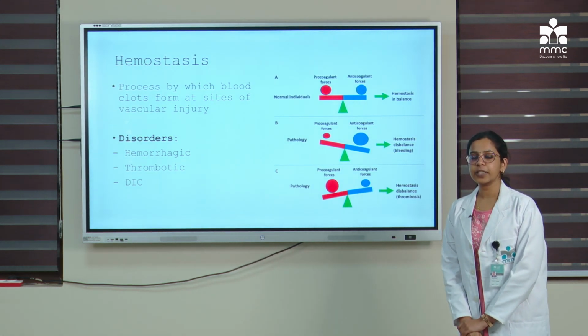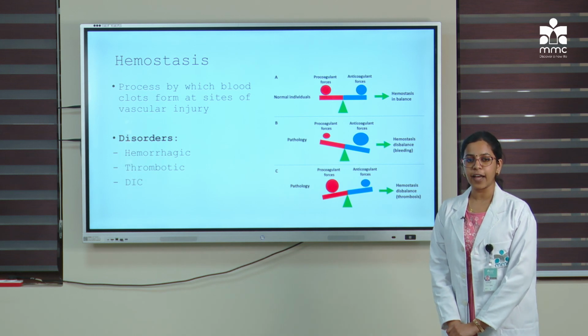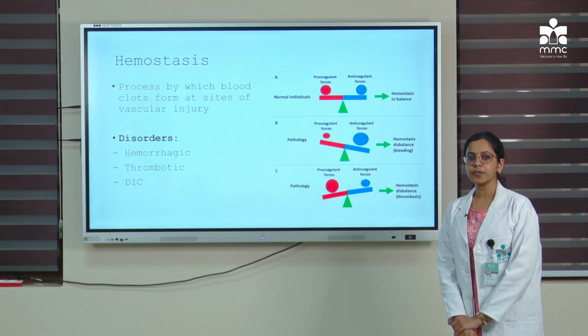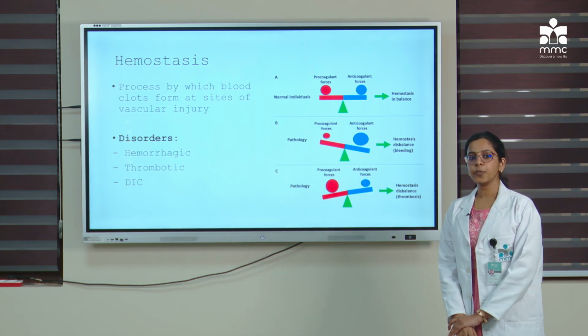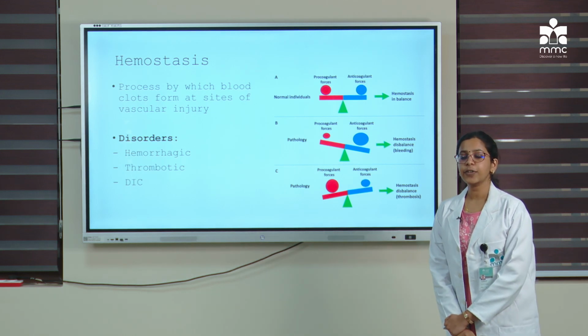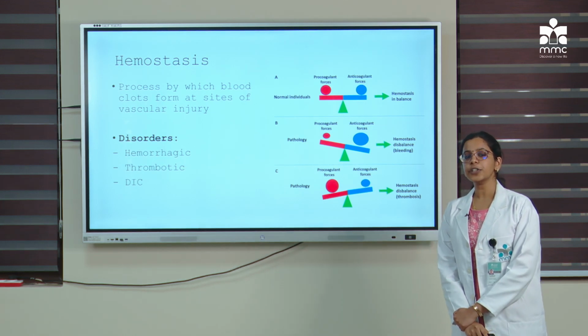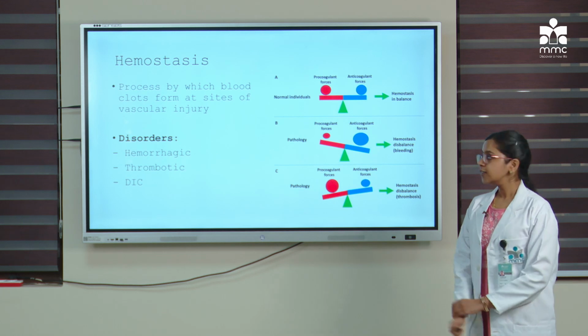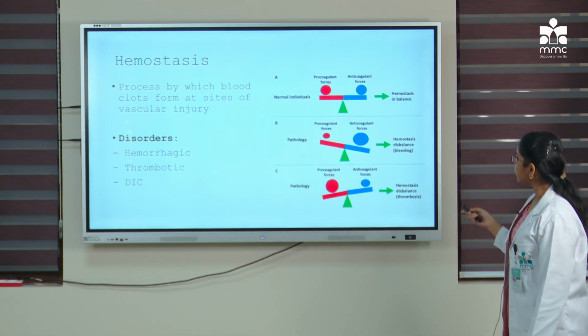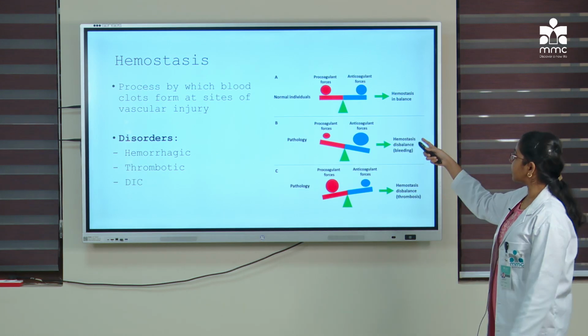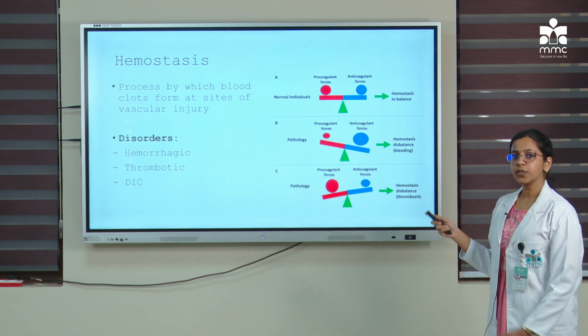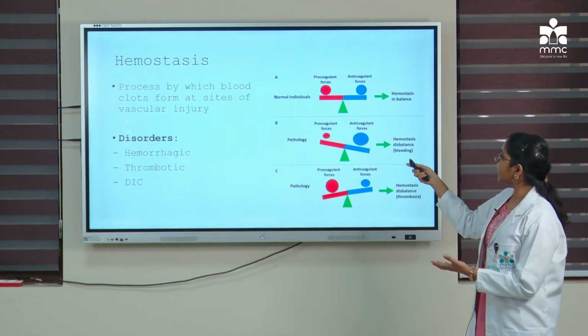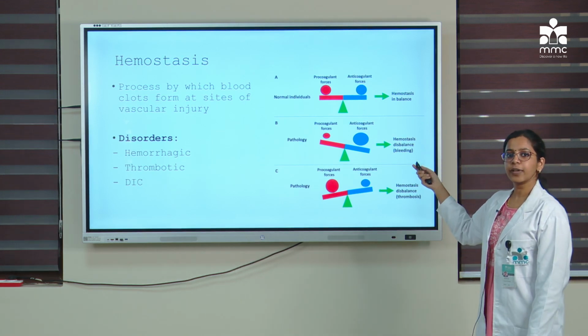Hemostasis is a process by which blood clots will form at any site of vascular injury, and generally we have an equilibrium between these procoagulant and anticoagulant factors. Whenever there is a disruption of this balance, you are going to end up with different types of disorders. It could either be a hemorrhagic disorder or it could be a thrombotic disorder. So, as you see in this picture, picture A depicts a normal hemostasis in balance. So, there is a balance between the procoagulant forces and anticoagulant forces.